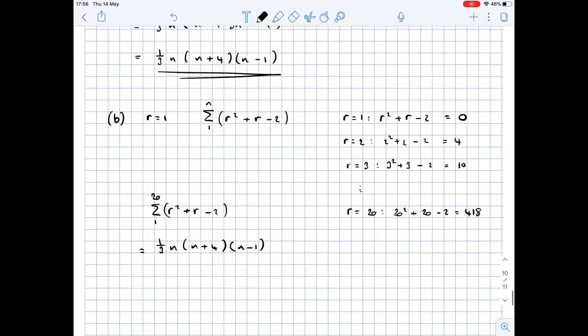So now we can think, well, n equals 20, so this is equal to a third times 20, 20 plus 4, 20 minus 1, which gives us a total of 3040. And that concludes the question.